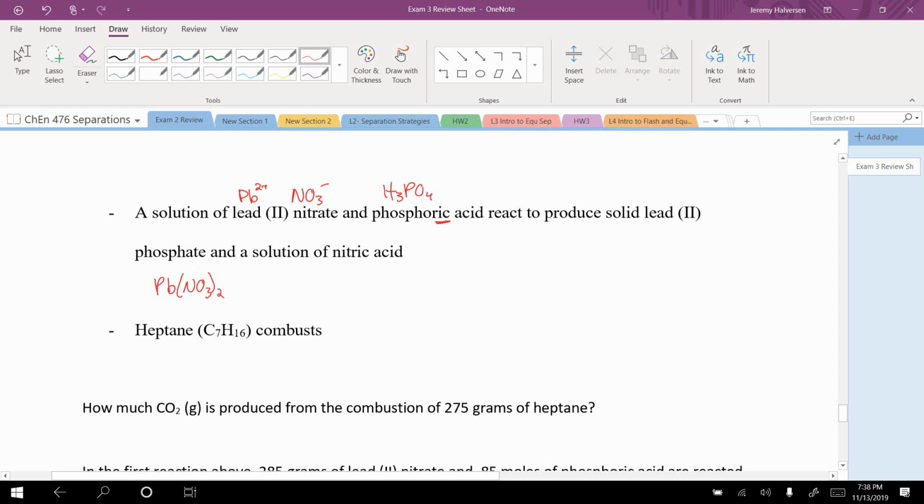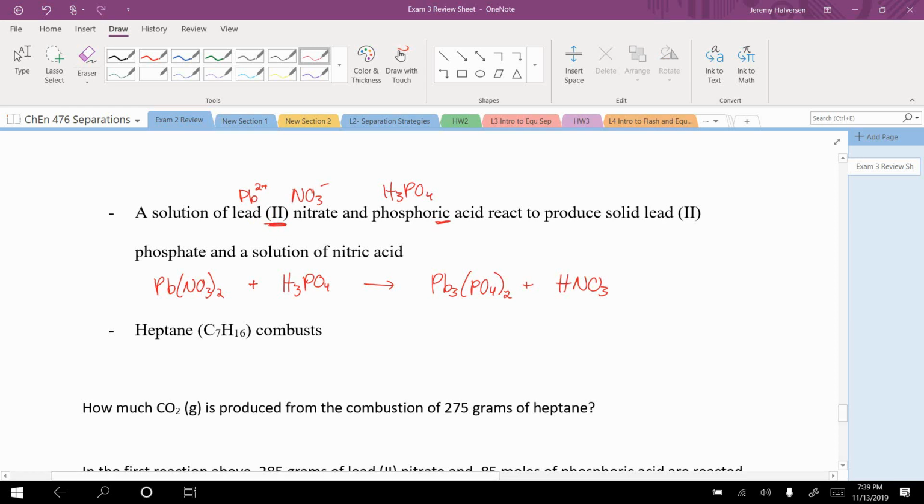So this would be Pb(NO3)2 plus H3PO4 goes to lead 2 phosphate, so Pb3(PO4)2. Plus nitric acid came from nitrate, which gives me HNO3. How did you know the charge on lead was 2 plus? That's what that Roman numeral means.